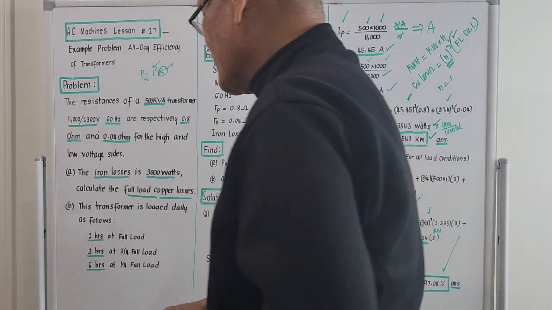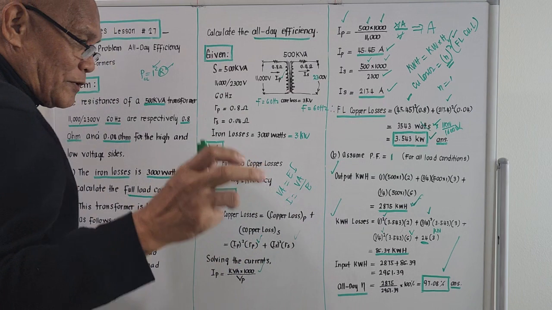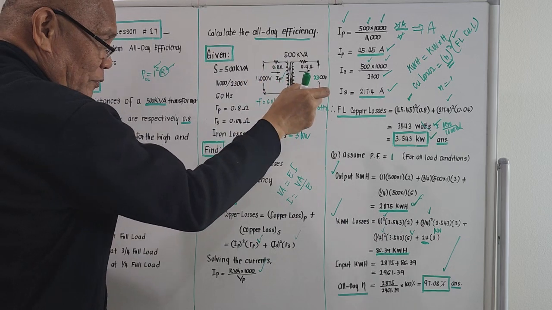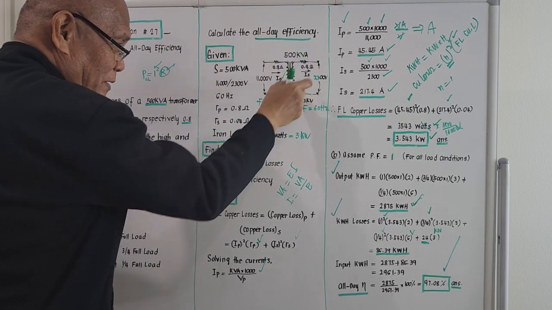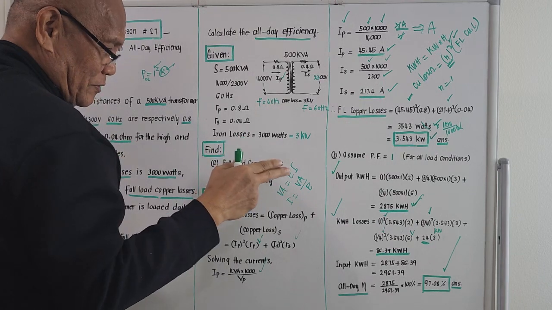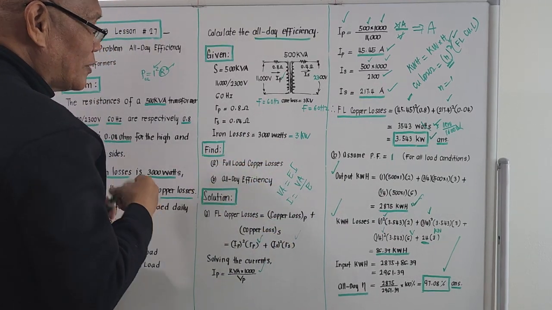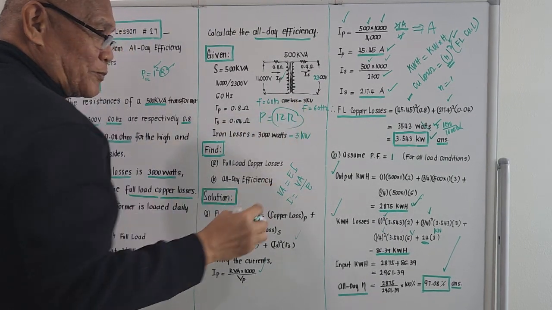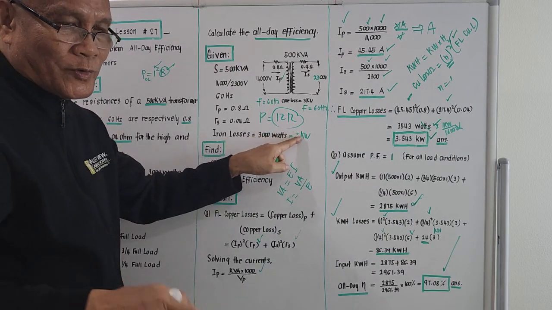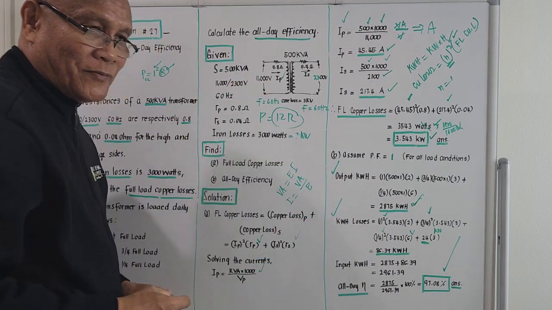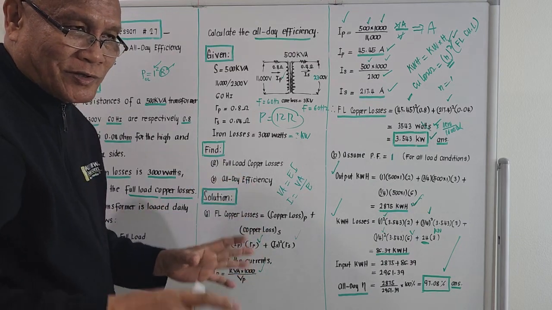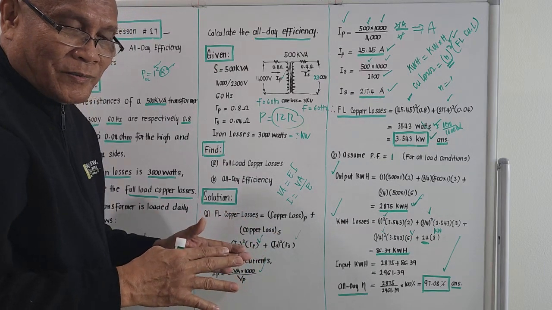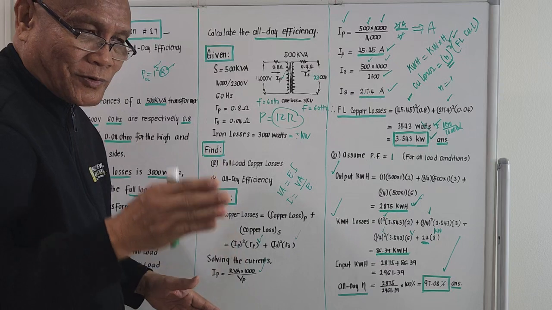Okay, that's it, guys. That's the way to solve all-day efficiency. If we are given the resistance of the primary and the resistance of the secondary, then to compute for the copper losses, we will use the formula power is equal to I squared R. So for this problem, we use this formula to compute for the copper losses. In the last problem, the copper losses were given by using the short circuit test. So these two problems are actually different, but the requirement is still the same: we are asked to find the all-day efficiency.